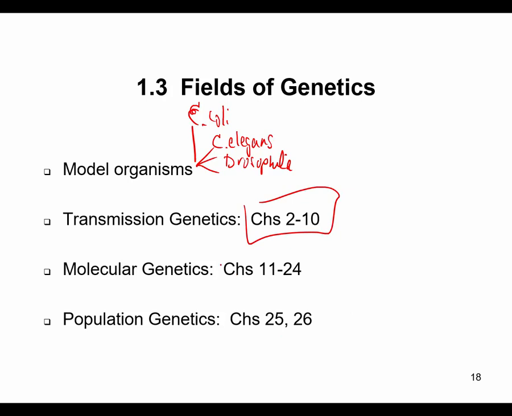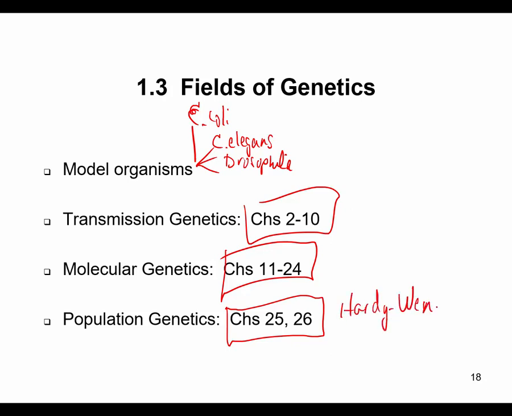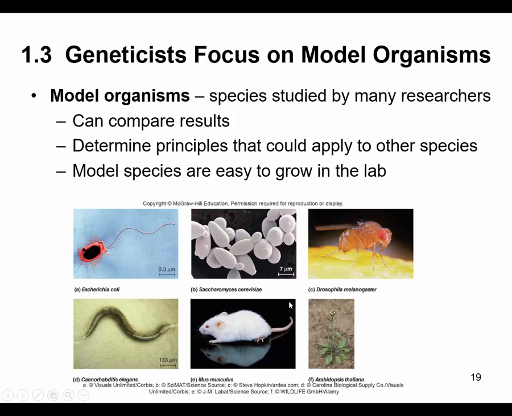We'll talk about molecular genetics. That's my favorite area. Molecular genetics is those chapters. And then lastly, it's not my favorite, but I like it a lot, population genetics, which are chapters 25 and 26. We'll talk about Hardy-Weinberg and some mathematical models of looking at gene frequencies. We'll do some binomial expansions, and I'll remind you what they are in case it's been a while since you had statistics. So that's where we're going with this.